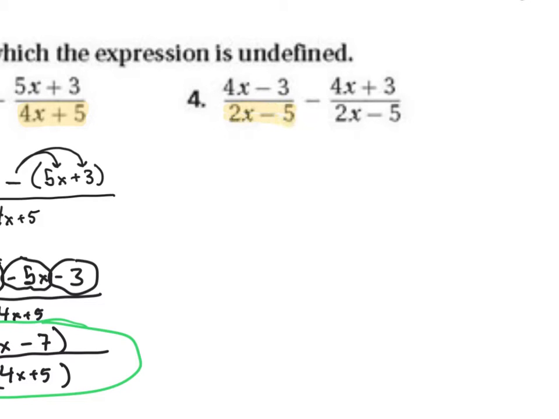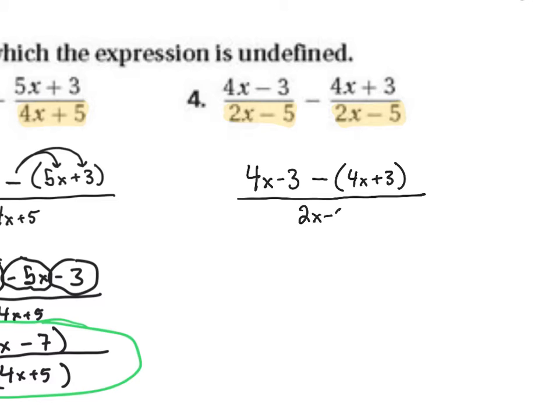Okay, again, denominators are the same. Awesome. Minus sign. So keep in mind the group, right? So 4x minus 3 minus the group 4x plus 3. And then that's all over the single thing now since those denominators were the same. All right, let's distribute here. So we're going to get 4x minus 3 minus 4x minus 3 over 2x minus 5.